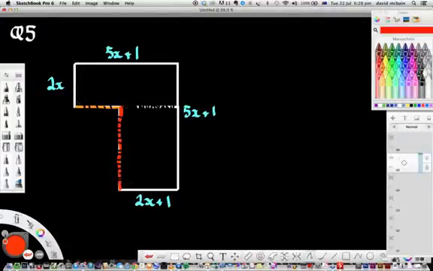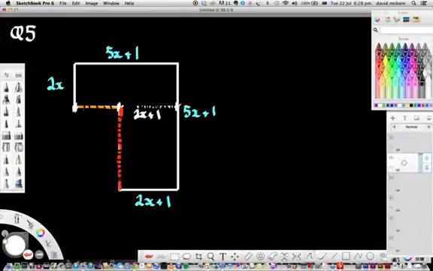So, you might see that this distance from here to here plus from here to here is equal to 5x plus 1. So from there to there is 5x plus 1. But guess what? We know that from there to there is 2x plus 1. From there to there is 2x plus 1. So that's 2x plus 1 from here to here.